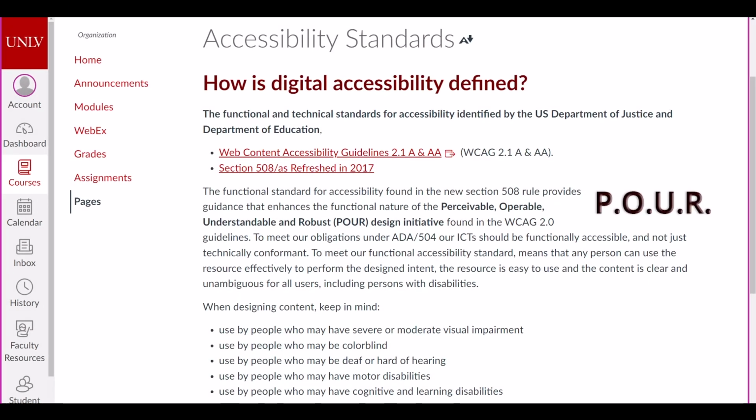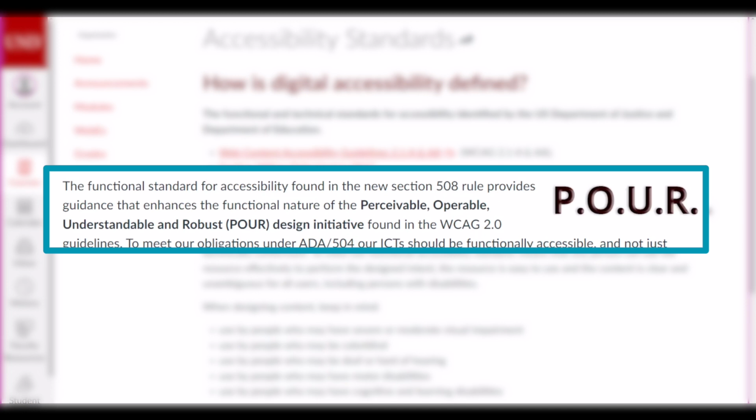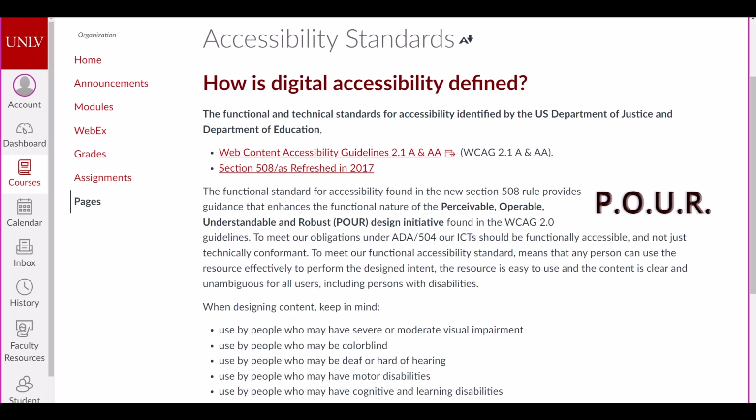Accessibility standards. How is digital accessibility defined? The functional standard for accessibility found in the new Section 508 rule provides guidance that enhances the functional nature of the perceivable, operable, understandable, and robust, or POUR, design initiative found in the Web Content Accessibility Guidelines 2.1 A and AA. To meet our obligations under ADA and 504, our information and communication technology should be functionally accessible and not just technically conformant.